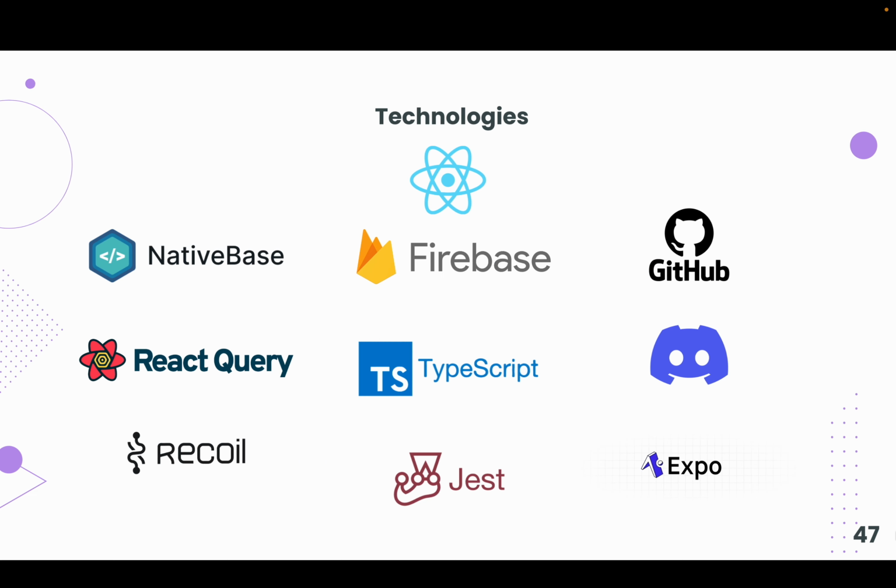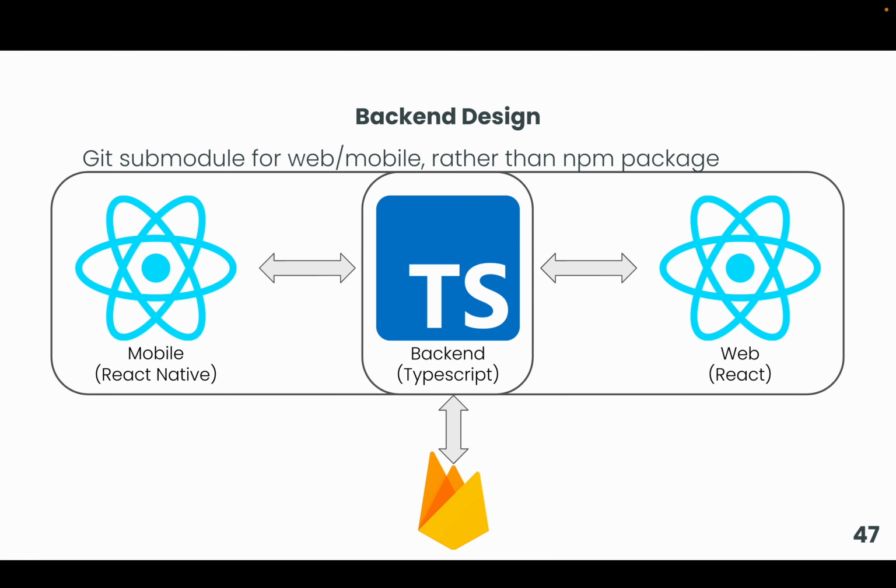This is our tech stack. Most importantly, we use React and React Native as our front-end frameworks and Firebase as our database. So for our backend, instead of making an npm package, we made a Git submodule. This submodule is implemented in TypeScript and is included in both the web and mobile projects. And the backend is responsible for making any API calls to Firebase and other APIs that we need to use.